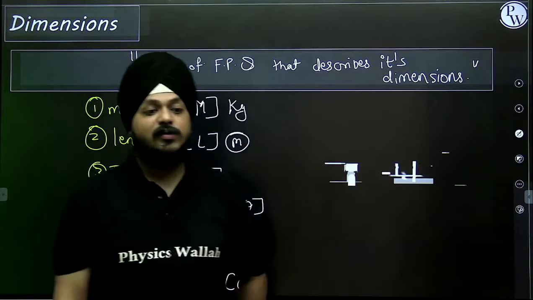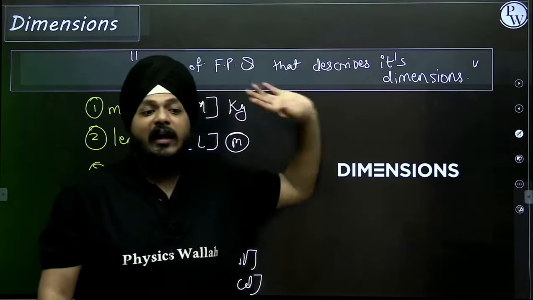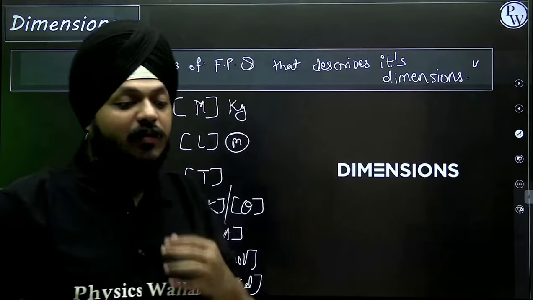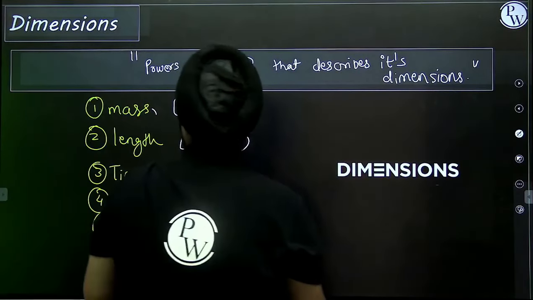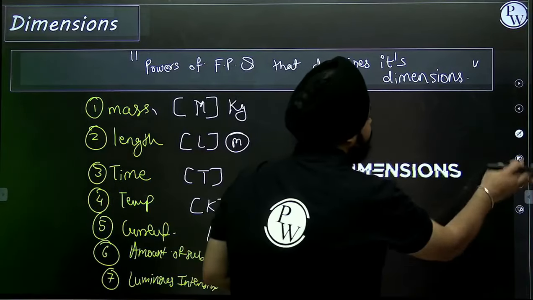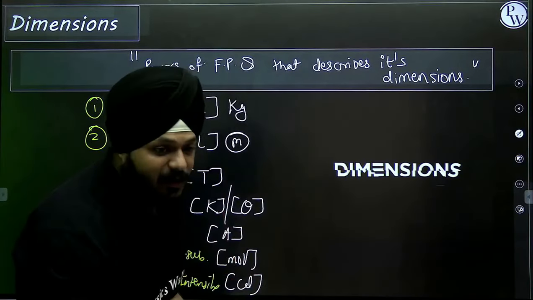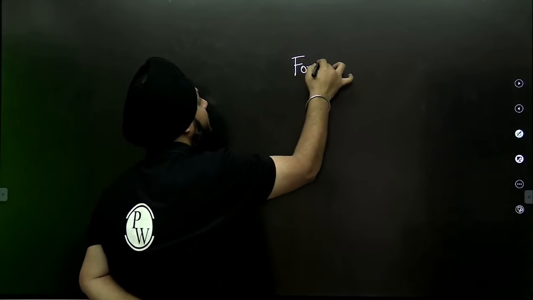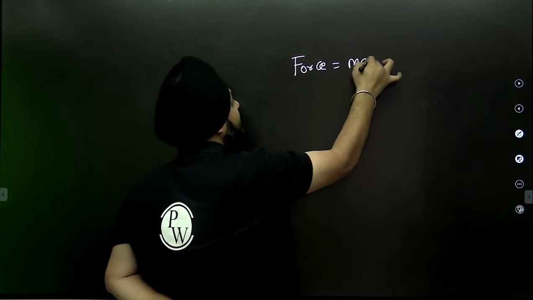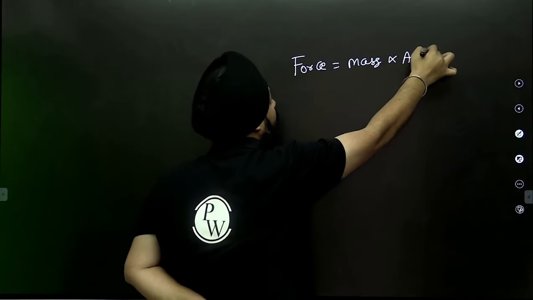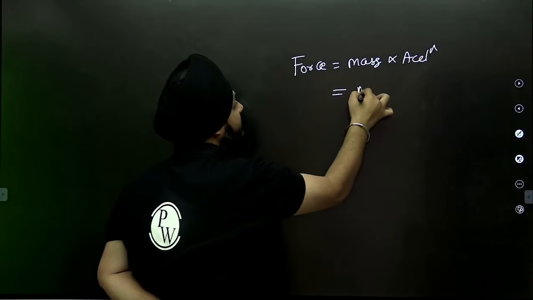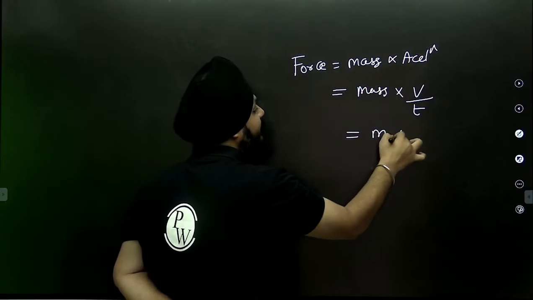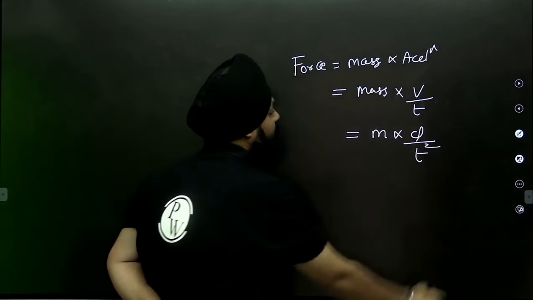Now, what are dimensions? I just wrote down: powers to the fundamental physical quantities. Those are dimensions. But let's take a very simple example, with the help of the black screen. Suppose I'm talking about force, that is mass into acceleration. Acceleration is velocity by time, and velocity is distance by time, so force is mass into distance by time square.